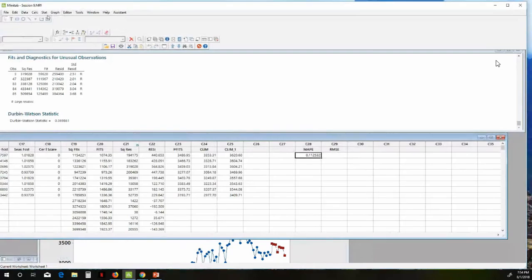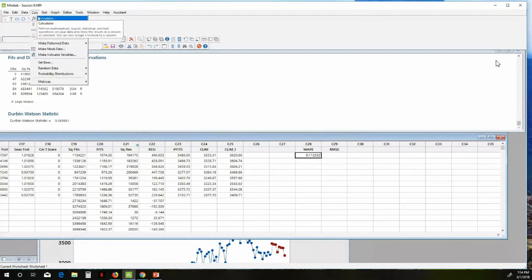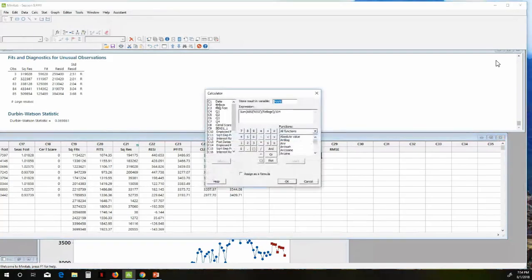Let's see the RMSE. Let's calculate that. I'll put this in RMSE. And it is residual squared. Sum of the squared residuals.